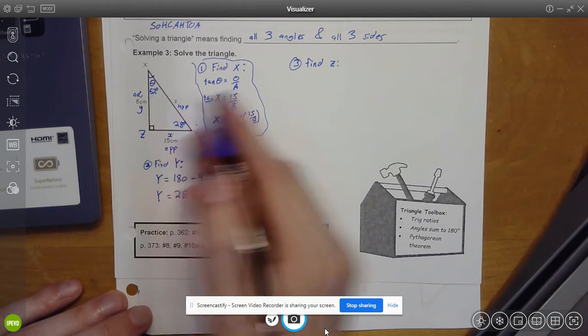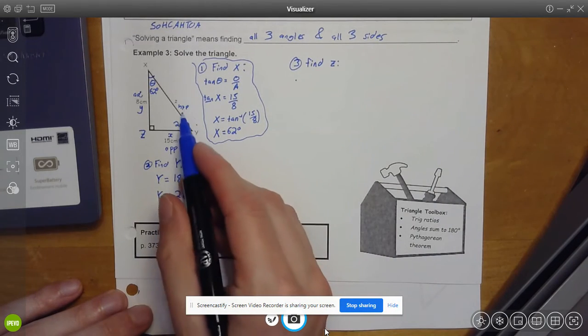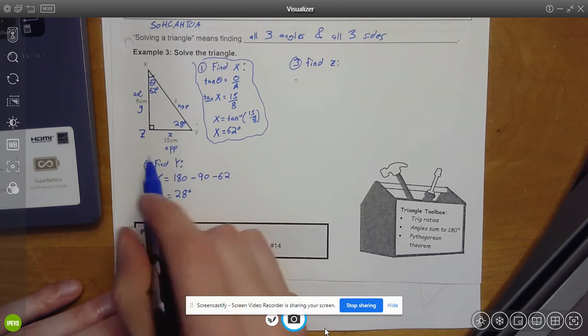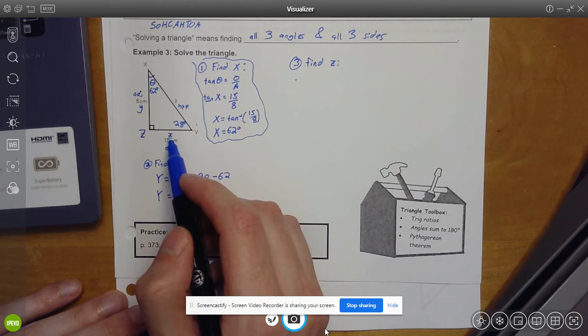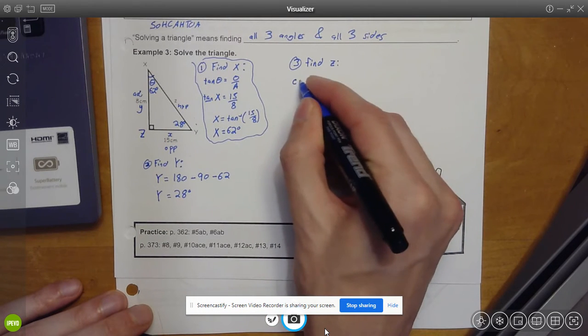Again, looking from the perspective of angle X, if I want to find Z, the hypotenuse, I could use either the adjacent or the opposite. I actually know both of these. Why don't we use cosine? I'll just show you what I mean by that.